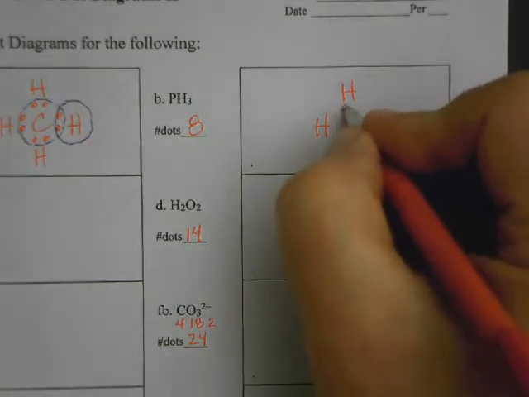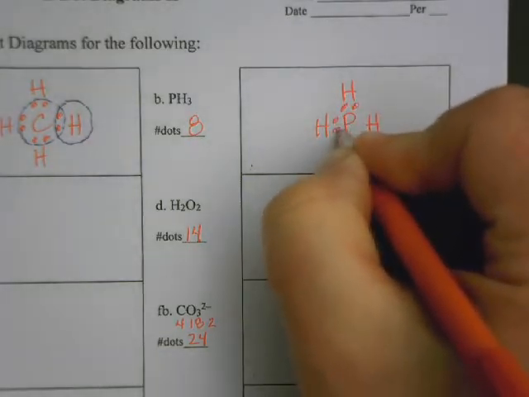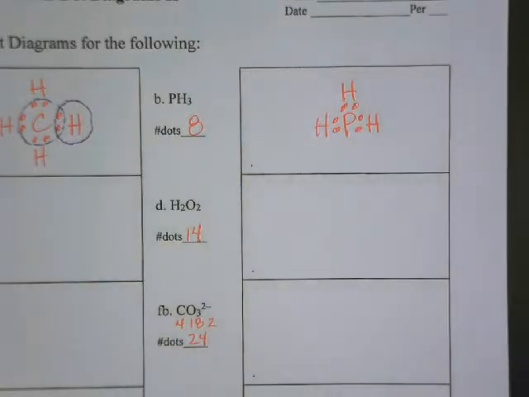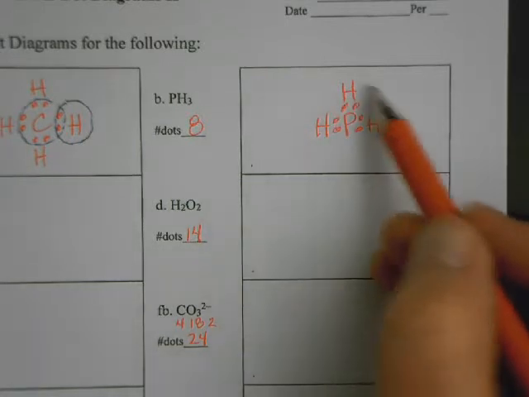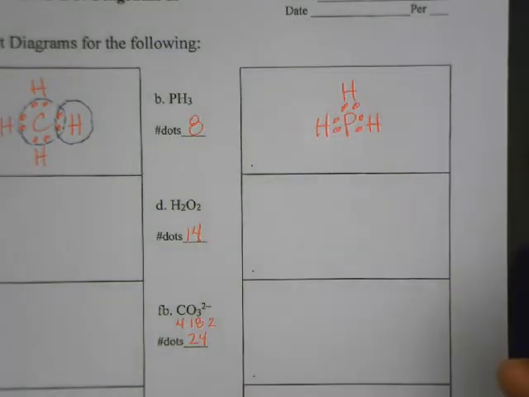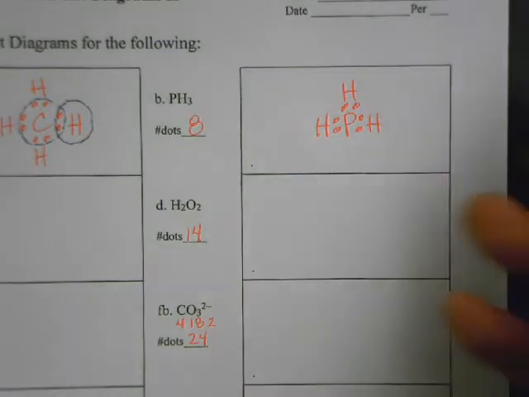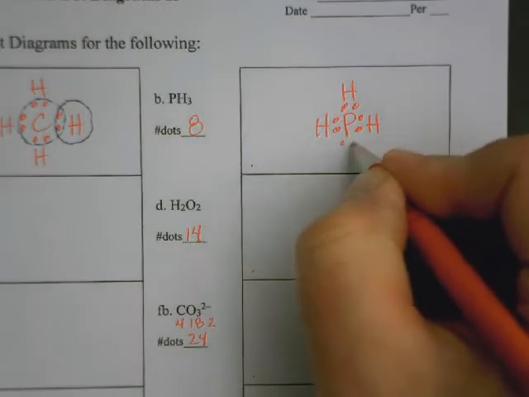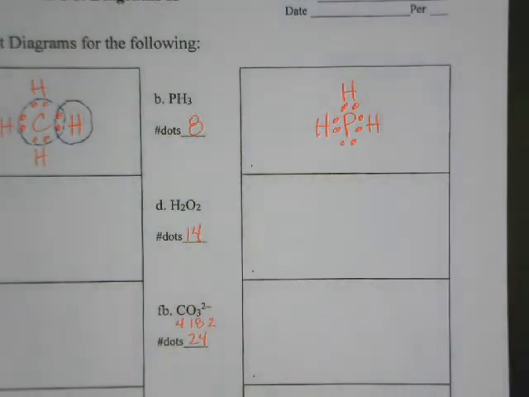Put in the bonds. There's only three hydrogens, so there can only be three bonds. I've used up six of my eight dots. Can't add any more to the hydrogens. Hydrogens can never have more than two. But I need two more to take care of the phosphorus. And now that one is done. Two above, two below, two to the left, two to the right.